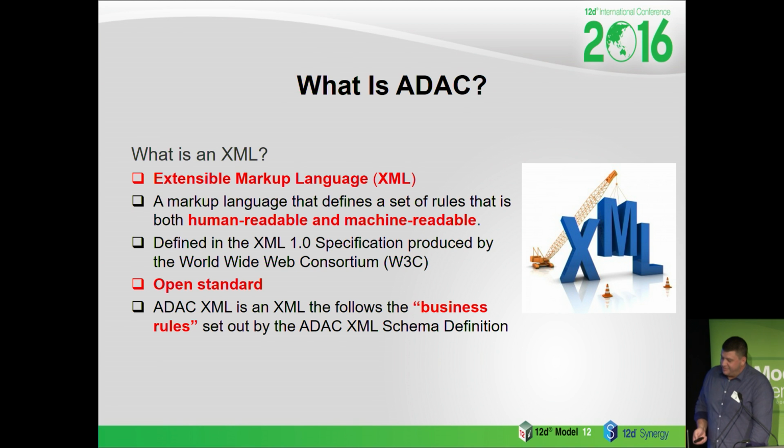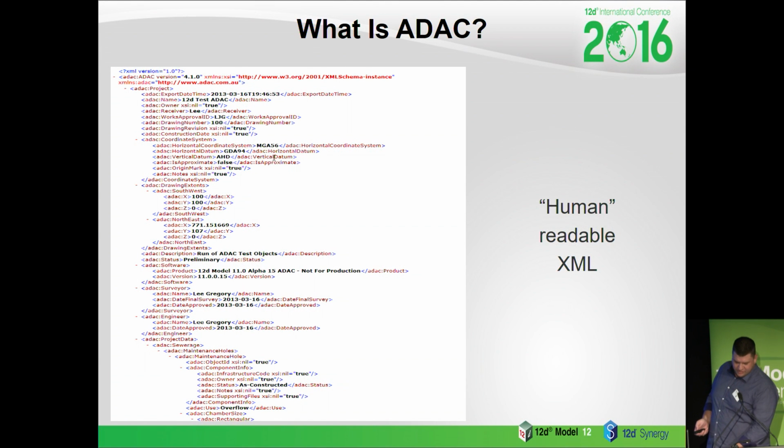So what's an XML? XML is an extensible markup language that can be interpreted by both machine and human. An ADAC XML is an XML that follows the business rules set out by the ADAC XSD. This is a human-readable ADAC XML, opened in a reader like Notepad. It contains all the relevant data for a project, and also shows the type of syntax used to form a valid XML file.